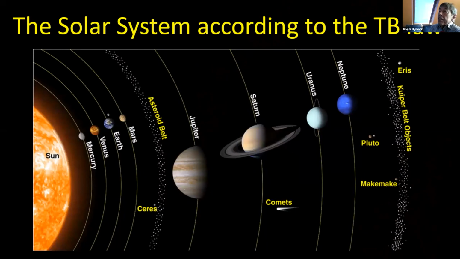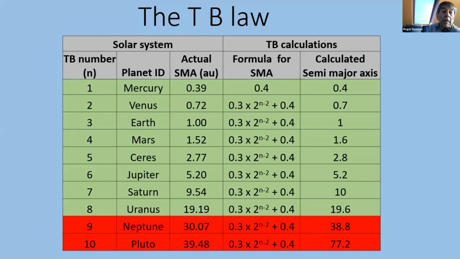The dwarf planet Ceres and Pluto feature in the TB law on the following slides, but back in the day, Ceres was classified as an asteroid and Pluto a fully fledged planet, not yet discovered in the time of Messrs. T and B. Now, the formula works from Mercury to Uranus, but not, as you can see, by comparing actual and calculated semi-major axes for Neptune and Pluto.